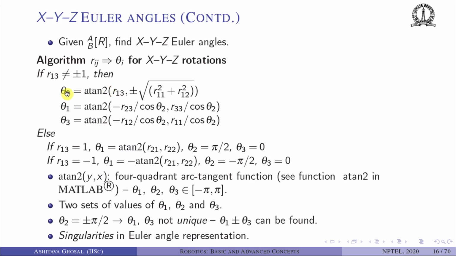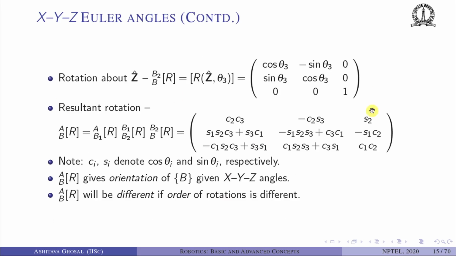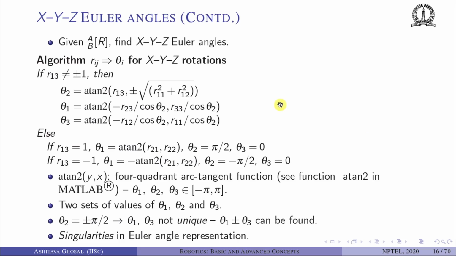So once we know theta 2, let's go back and see. So now I know theta 2. So I can take these two terms, which is r23 and r33, divide by cos theta 2, and again do an atan2 of this term and this term. So this is a minus sign, so we will take care of the minus sign. So atan2 of r23 and r33, of course, with a minus sign. Okay, so that's what is shown here. Theta 1 is atan2 of minus r23 divided by cos theta 2, r33 divided by cos theta 2.